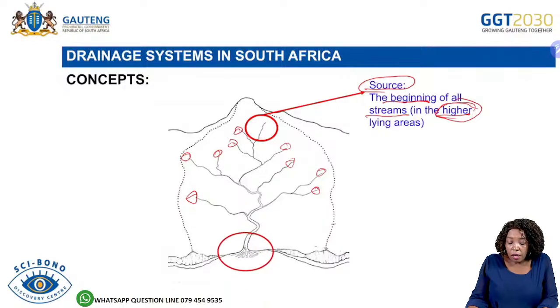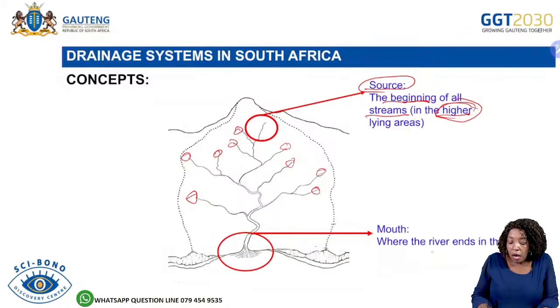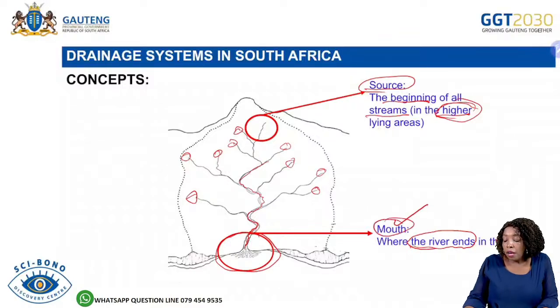Right. And then we are now looking at the concept of the river mouth. So where now the river ends in the sea. So that is the part where, as you can see, all these tributaries were flowing from the source right into the mainstream, and then the flow ended up where? Onto the sea. So this, we refer to as the river mouth.